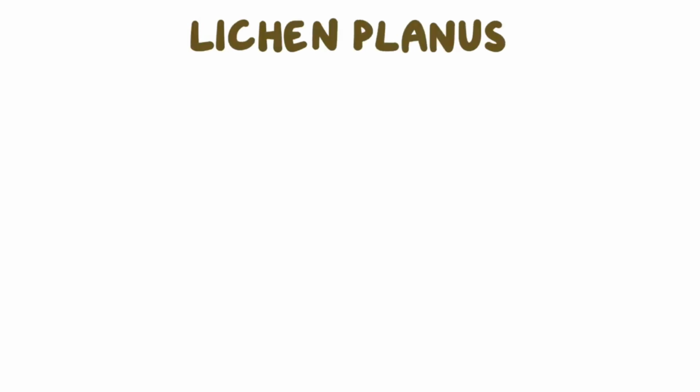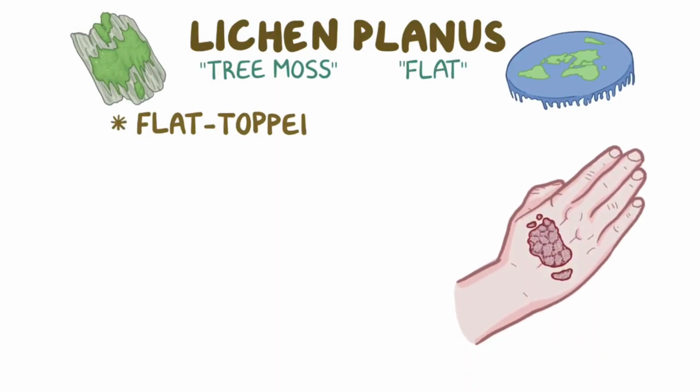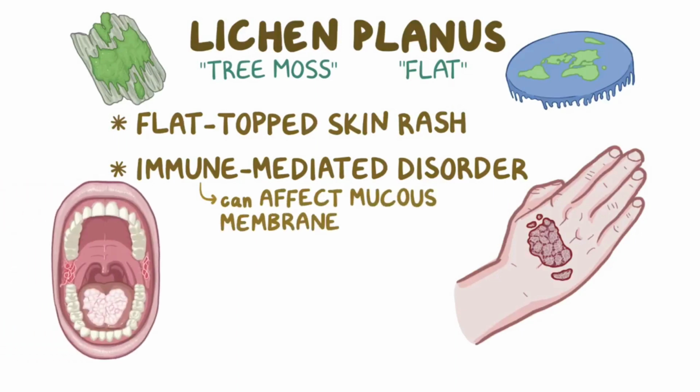With lichen planus, lichen means tree moss, and planus refers to flat. The reason it's called that is because lichen planus is a flat-topped skin rash that looks a bit like tree moss. Lichen planus is an immune-mediated disorder, meaning that the immune system has started attacking its own skin, resulting in the rash. Lichen planus can also affect mucous membranes.